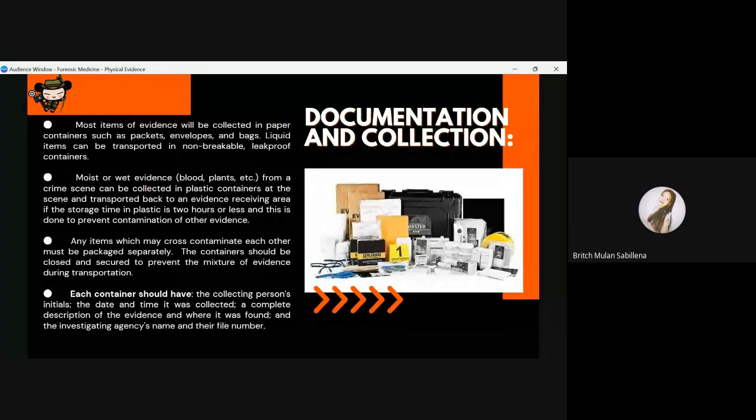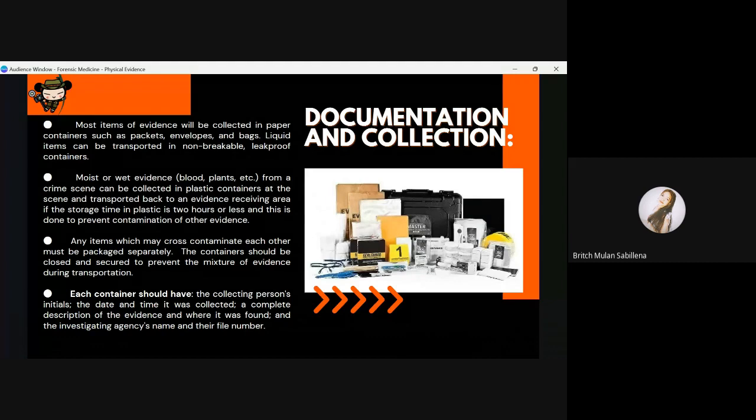So for the documentation and collection, when collecting physical evidence in criminal investigation, it is crucial to use the proper containers to preserve the integrity of the evidence. Here are some key points to consider when packaging and transporting evidence. Most items of evidence are collected in paper containers such as pockets, envelopes, and bags. This helps to prevent contamination and preserve the evidence.